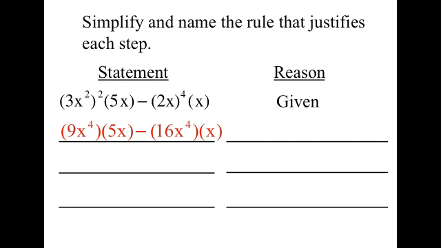Now what you should be doing on the right is telling me what rule we use to change the quantity of 2x to the fourth power to 16x to the fourth. That's right, we used a power to a power rule. Next step, we multiply our unlike terms on each side of the subtraction sign.